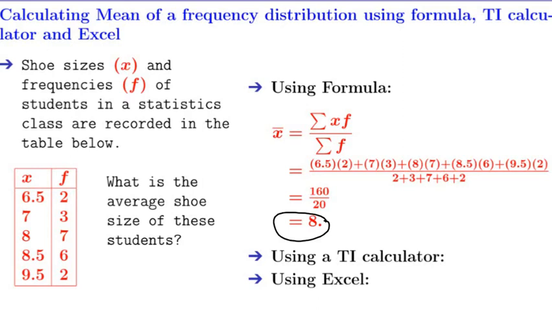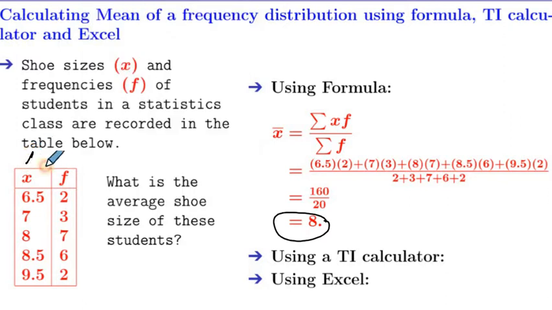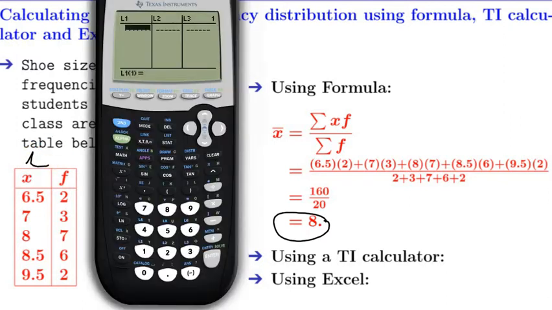Now let me show you how to find the average shoe size of these students using the TI calculator. So let me pull up my calculator first. Now go to Stat, then hit Enter. Make sure Edit is highlighted, then hit Enter. Here we will have to enter this data. For your list 1, you will be entering your x values, and for your list 2, we will be entering our frequencies.